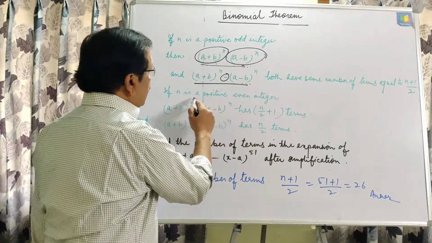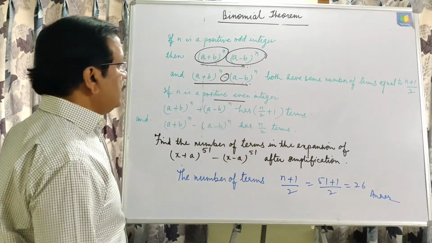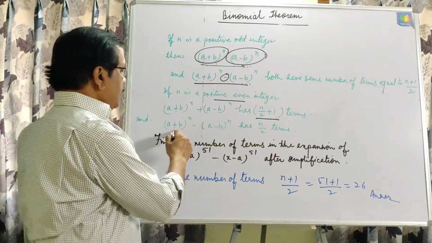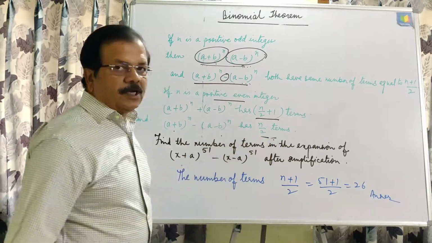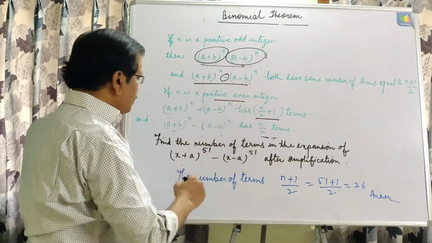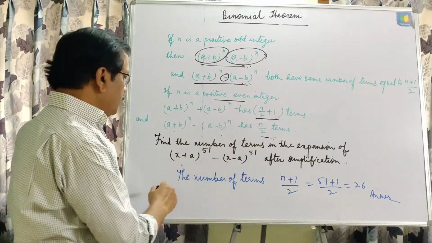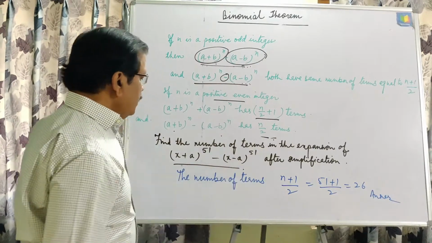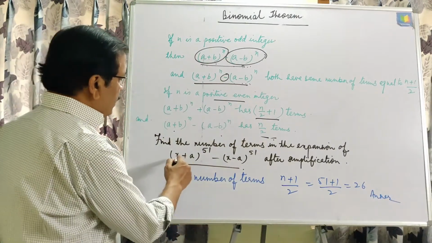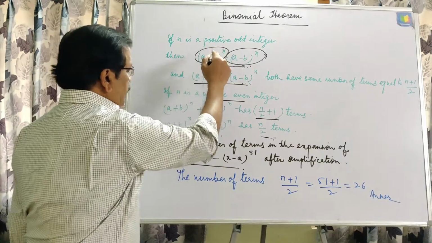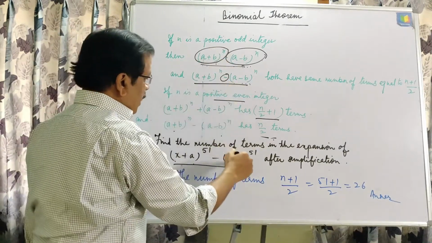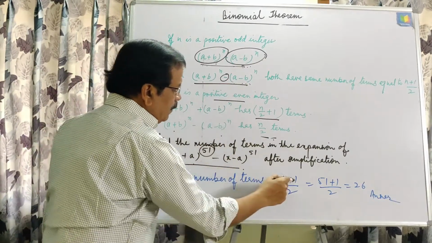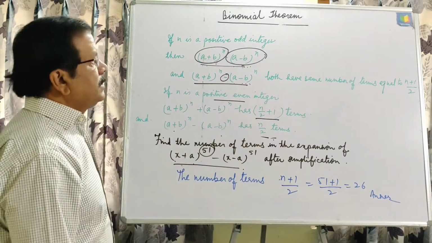And another thing, if n is a positive even integer, then you know that this gives n/2 + 1 terms, and in the same way in this case n/2 terms, and you can apply these results directly for getting the total number of terms. See here, find the number of terms in the expansion of this after simplification. Here you can see (x + a)^51 − (x − a)^51, which means n is equal to 51. So (51 + 1)/2, that is 26 terms.